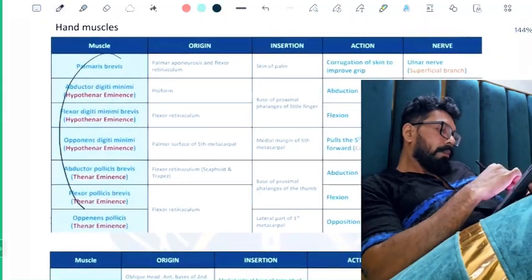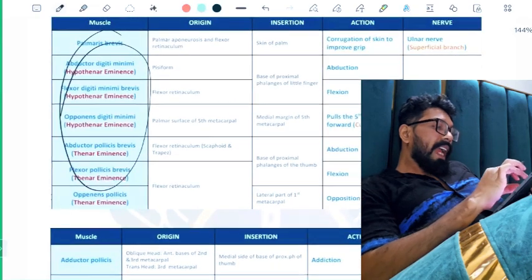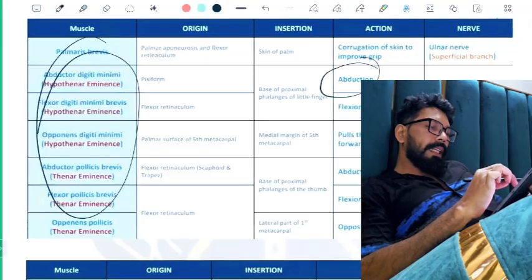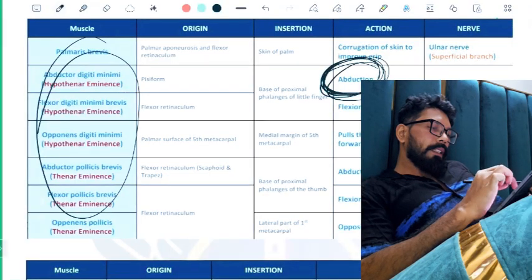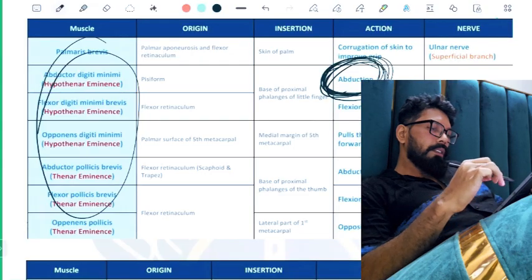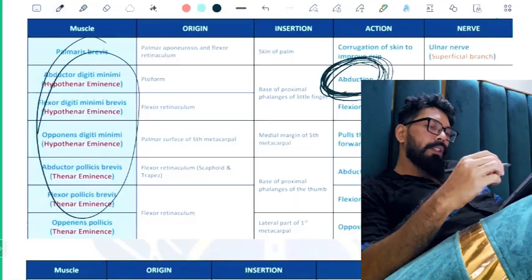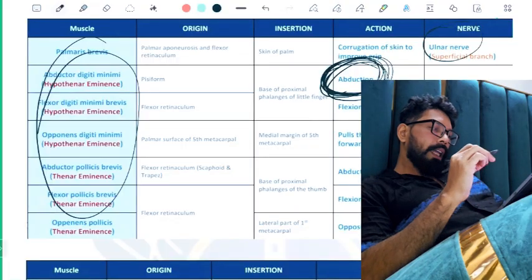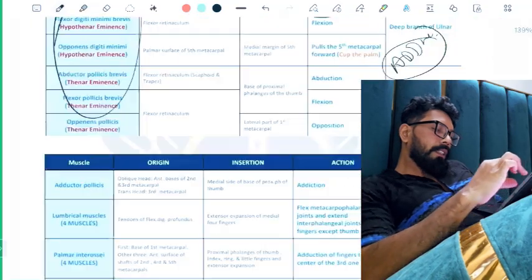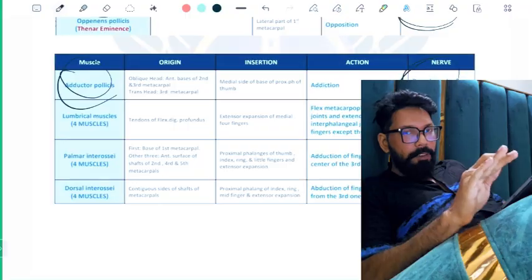Now, these are the muscles I have already shown you. Now about their action and nerve supply, if you want, you can read it from here. The thenar eminence is supplied by the median nerve and the hypothenar by the ulnar nerve, except adduction. Adductor pollicis is supplied by the deep branch of the ulnar nerve. When I talk about individual nerves, you will see it all.